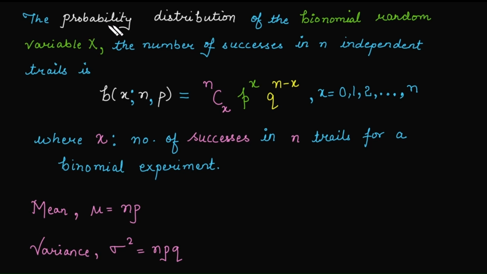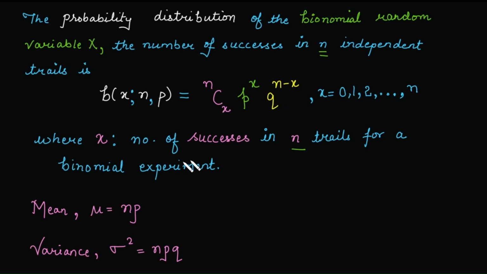Next, the probability distribution of the binomial random variable x, that represents the number of successes in n independent trials, is calculated by this formula, where x is the number of successes in n trials in the binomial experiment, p defines the probability of getting a success, and q represents the probability of failure.